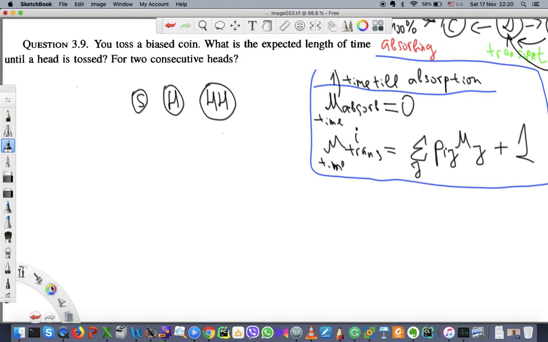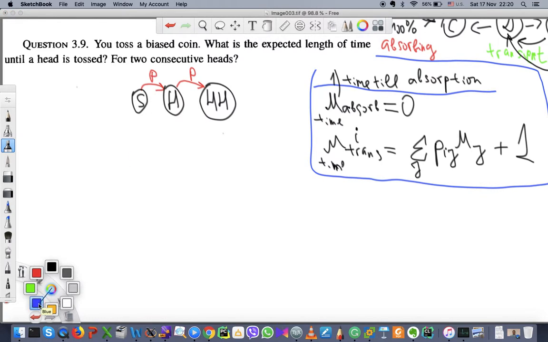Now, what are the probabilities for this to happen? Well, from S to H, we go with the probability, it's a biased coin, so let's call it P. This is our bias, the probability to get a head. From H to double H, we go with the same probability, P, because it's just getting one more head when we already have one.